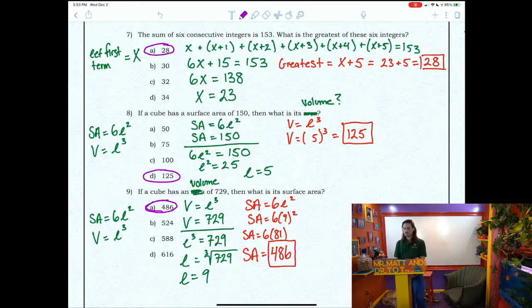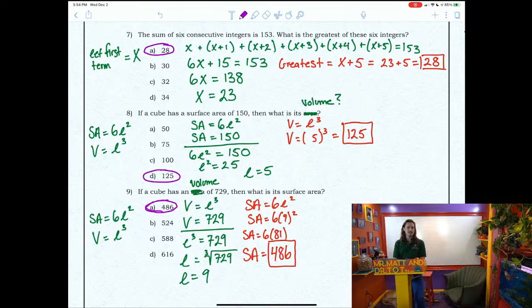But here they're addition, so we can just simply remove the parentheses and collect like terms. So that's going to give us 6x plus 15 is equal to 153. Subtracting 15 on both sides, we're going to get 6x is equal to 138. And then dividing by 6, we're going to get x is equal to 23.